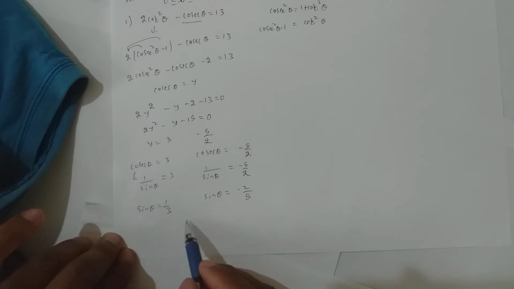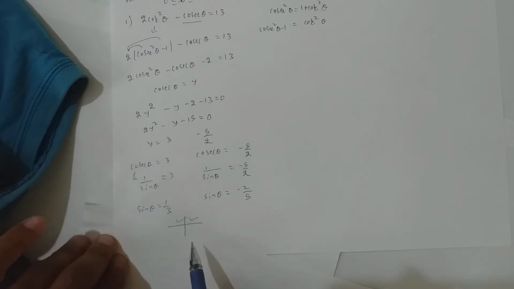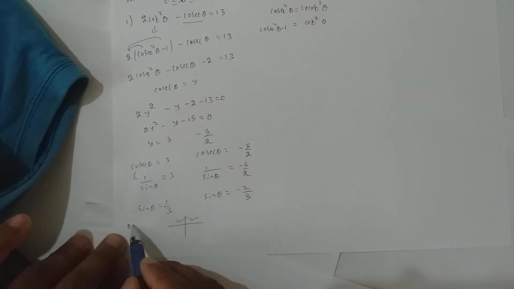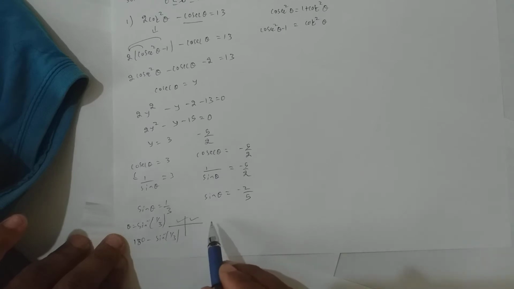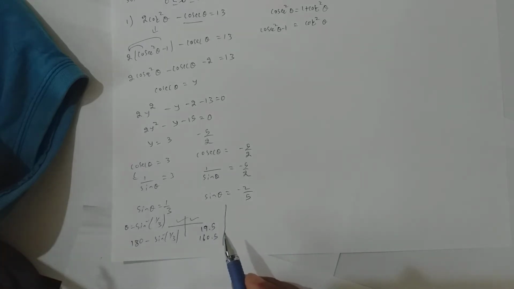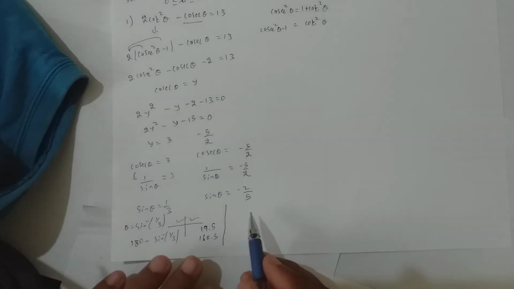Here it is positive. Where all is my sign positive? First and second. In AS level trigonometry, I told you how to get an angle in first is directly sine inverse 1 by 3. In second quadrant, you get by using 180 minus sine inverse 1 by 3. And the angles that you get are 19.5 and 160.5. Am I clear now?